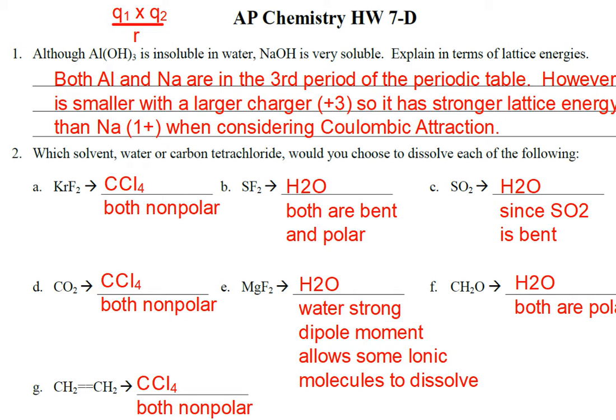Na is plus 1 and OH is minus 1. And then the distance between them is R. So how are these things different? Well, because plus 3 is a larger charge, it's going to have a stronger attraction to the minus 1. That's one factor. The other factor is the distance.